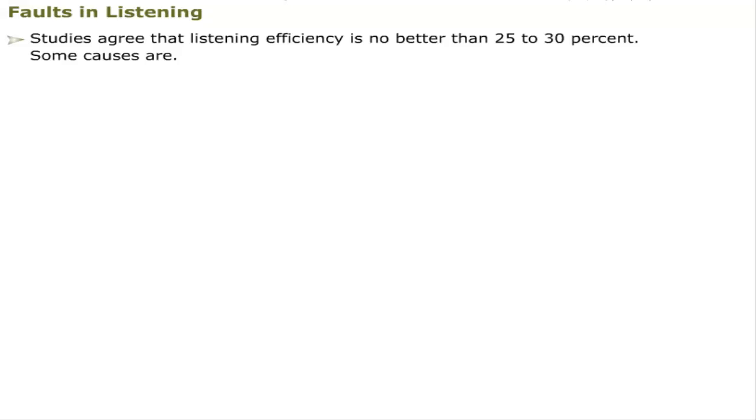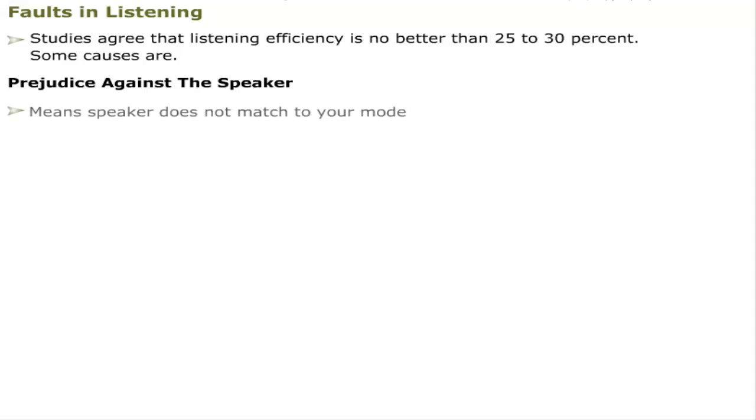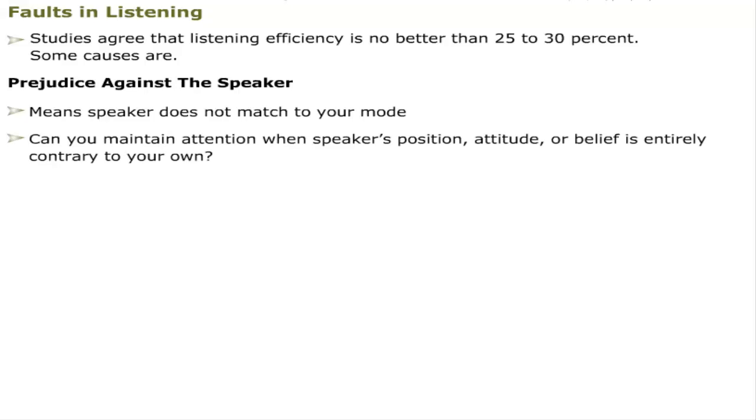Faults in listening. Much information that you send orally is lost because of listeners' poor listening habits. In fact, studies agree that listening efficiency is no better than 25 to 30%. Here are some causes. Prejudice against the speaker. It means that the speaker does not match your mood or style. When the speaker conflicts with our attitudes, we are distracted. For example, can you maintain attention when the speaker's position, attitude, or belief is entirely contrary to your own?